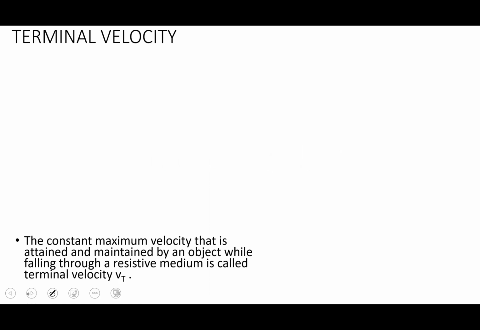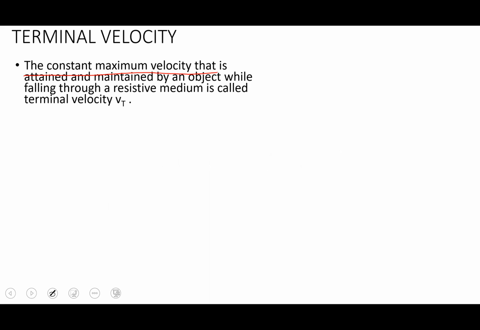Let us read about terminal velocity and what its definition is. The maximum velocity that is attained and maintained by an object while falling through a resistive medium is called the terminal velocity, Vt. Let's assume that this is a spherical body falling under the action of gravity. That's why acceleration is taken to be g, and its velocity at the moment is 0 meters per second.